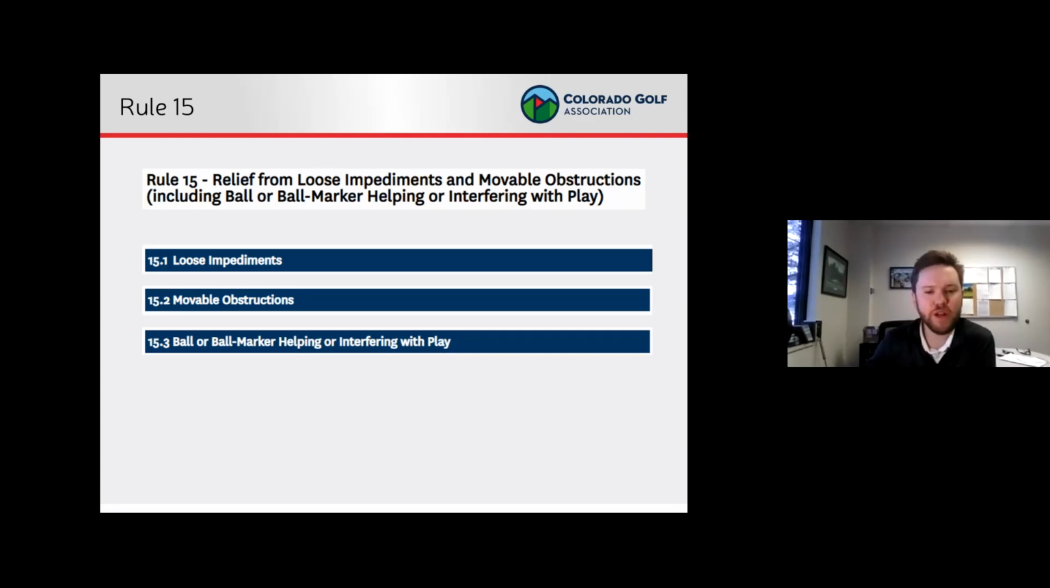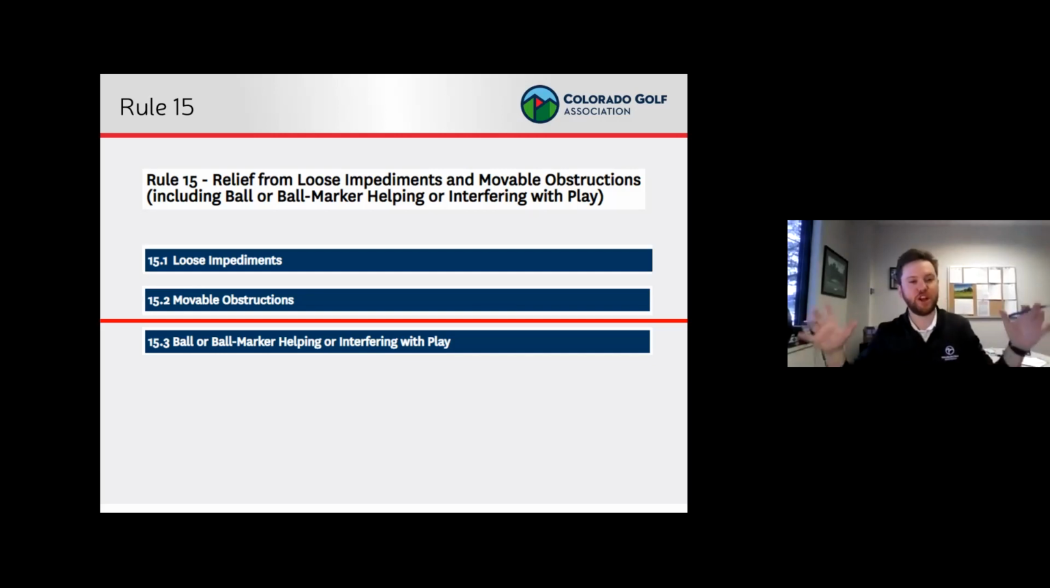This one, when I look at this rule, I think you can break it down to almost 2 rules. 15.1 and 15.2, I think, are pretty closely related. There's a lot of the same things you see there, and the procedures are very close, and it does depend whether it's a loose impediment or movable obstruction. If it causes your ball to move, it's going to be penalty or no penalty, obviously. And then you get into 15.3, and maybe this was put in there as a catch-all, but it really doesn't have anything to do with 15.1 or 15.2, which is fine.